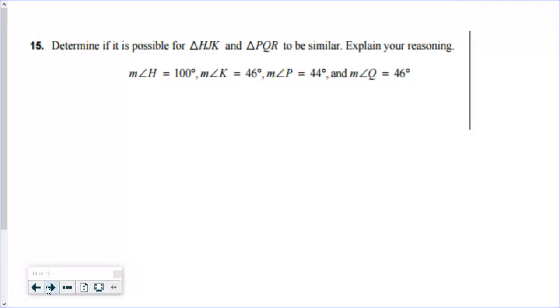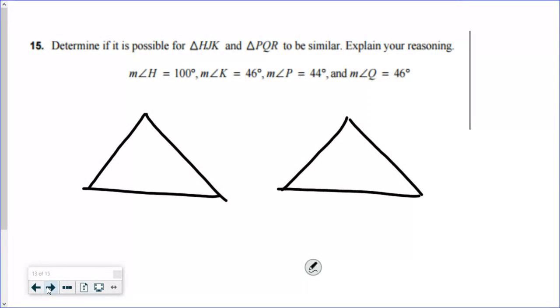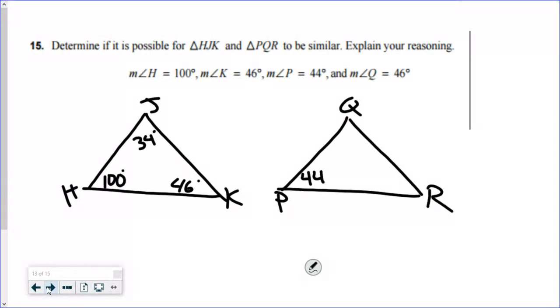And for this one, all you're going to do is draw two triangles and label them. We're not going to worry too much if they are actually drawn to scale. So angle H is 100 degrees. Angle K is 46 degrees. So I know 180 minus 100 minus 46 has got to be 34 degrees. Now, angle P is 44 degrees, angle Q is 46 degrees, and I go back to 180 minus 44 minus 46, and that's got to be 90 degrees.